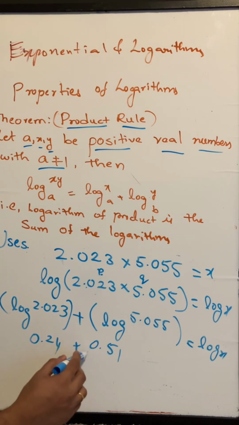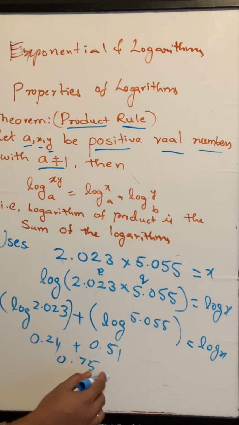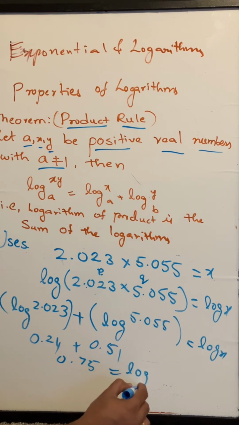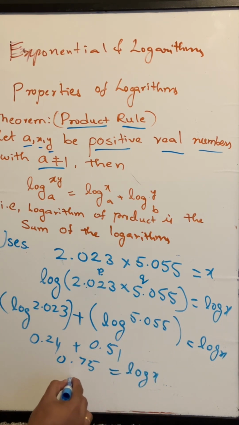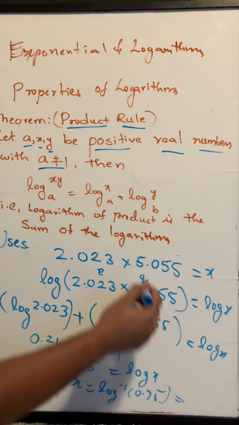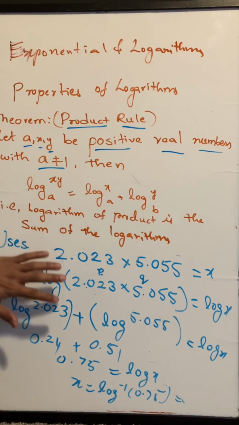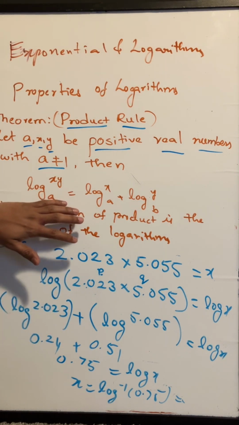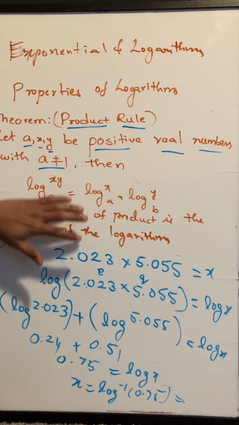Then it will become like log 7.5, something like that. But it is not x, it is log x. Then what we do? Anti-log, 0.75. It's another thing, then we will get the exact value. This is the purpose of understanding this theorem, the product rule.